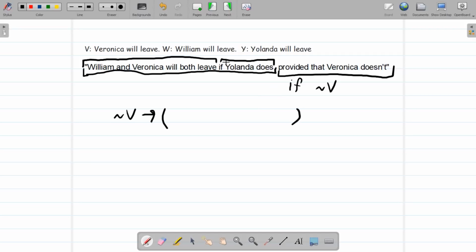Okay, so this whole thing, whatever's in this bracket, is itself a conditional, and you can tell that this part is the antecedent because it comes right after if. So Yolanda leaves is the antecedent, and then something. And the something is just whatever's left over, so William and Veronica both leave. William and Veronica both leave should be W and V.